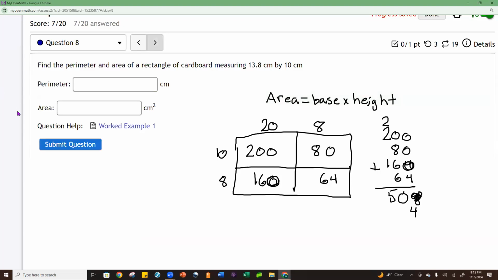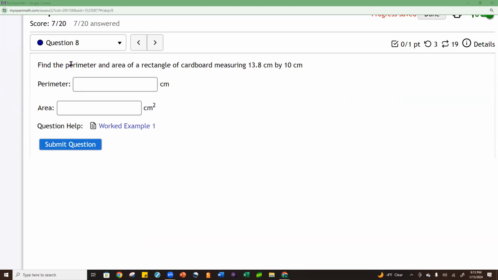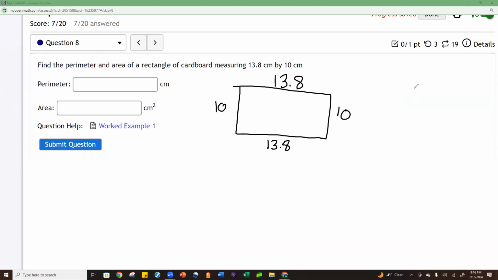All right, number 8. So I'm going to clear my drawings again. Find the perimeter. So remember, perimeter means all around something. In a lesson we did, we called it toothpicks. And then area of a rectangle of cardboard. Okay, so perimeter, we add up all the sides. So if we have a rectangle like this, 13.8 by 10, the sides across from each other have the same length. So I need to add up all 4 of those sides.